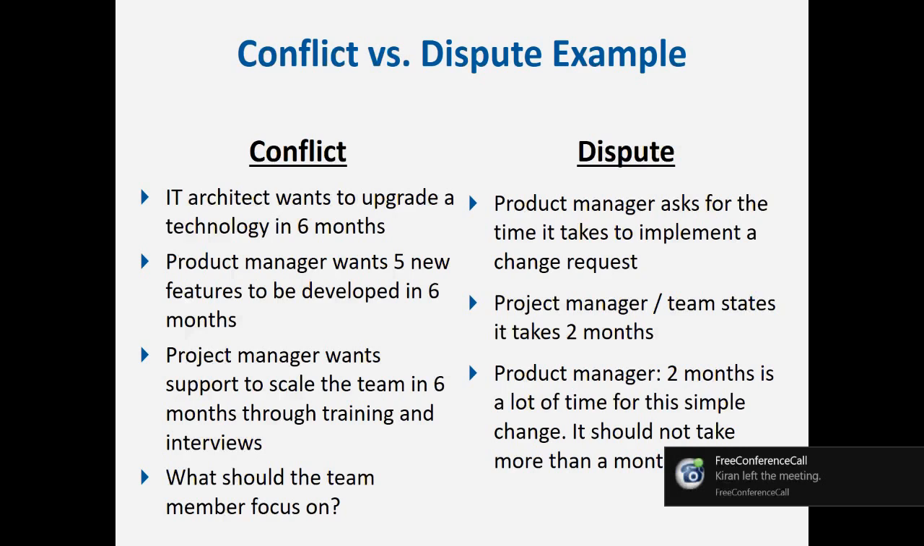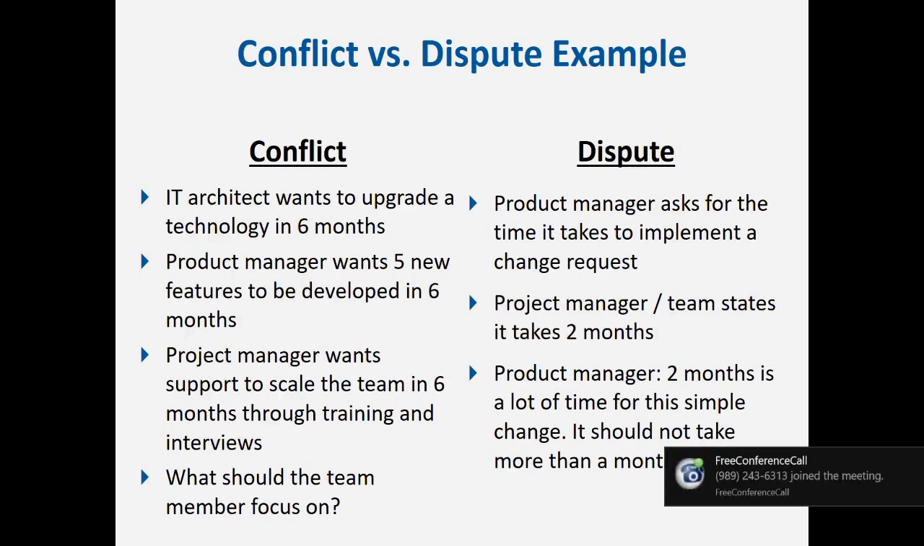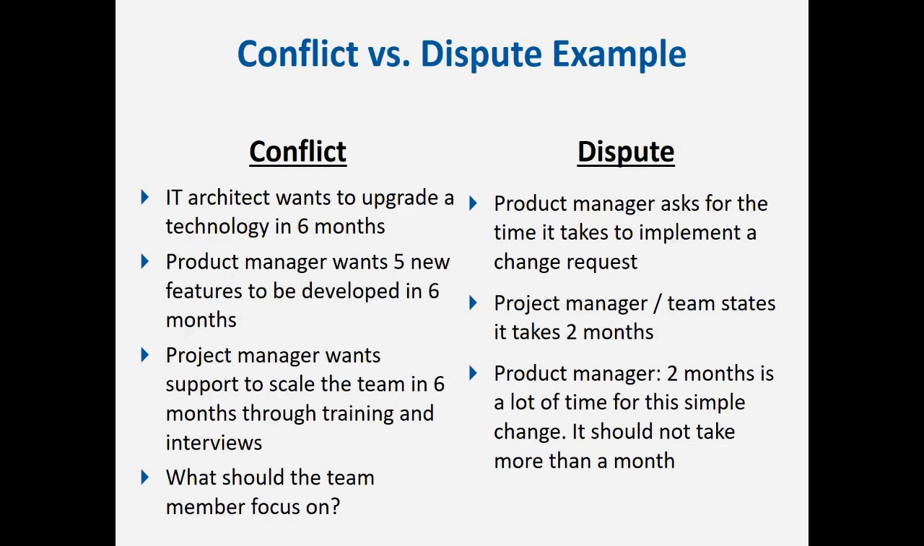One person says it's 2 months, the other person doesn't really specify how much time is required, but kind of specifies that this is not the time I was expecting you to give me as an answer. So this is a case of a dispute. There is alignment in terms of what needs to be addressed, but there are differences in opinion or positions in terms of how long we should take to address this.